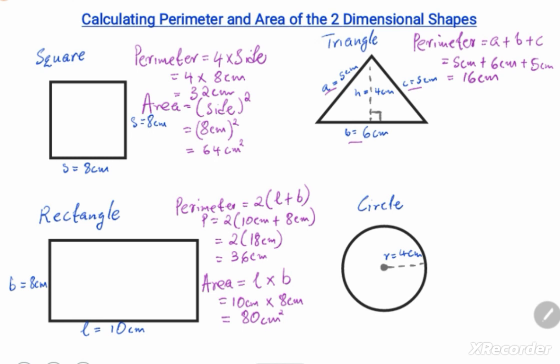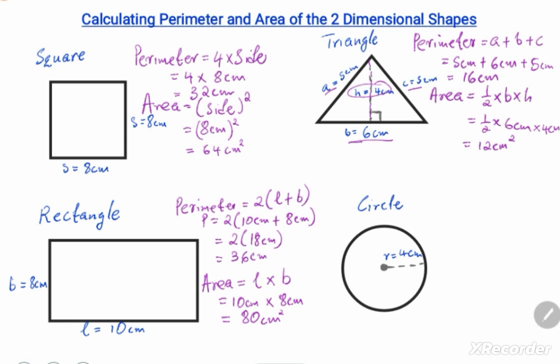Now we notice something, that this triangle has a height which is 4 centimeters. So this is going to be used in calculating the area, because area of a triangle is going to be half times the base times the height. So we'll say half times the base is 6 centimeters, this side here, times the height. This is the height, this one here, which is 4 centimeters. So this will give us a total of 12 centimeters squared.